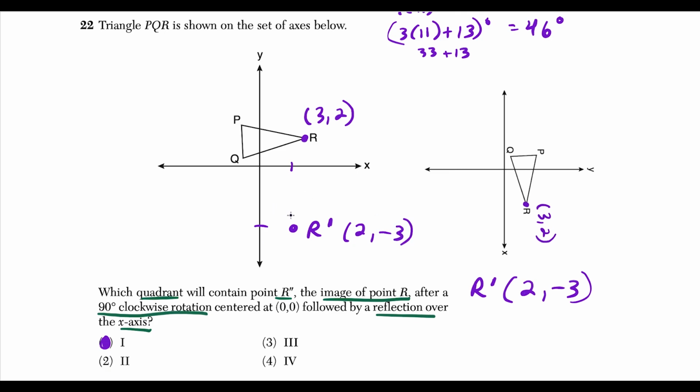So then if I go and reflect this over the x-axis, I would have to go up 3 units to get back to the x-axis, and I would have to go up 3 more units to reflect it. So this would tell us that R double prime would be at the location 2, 3.